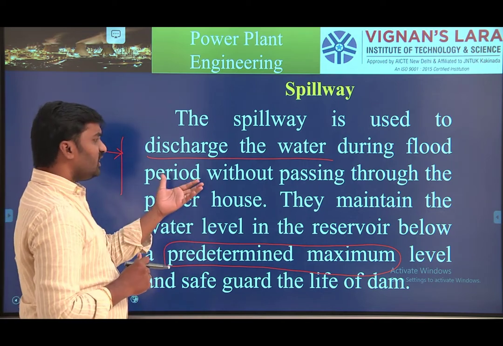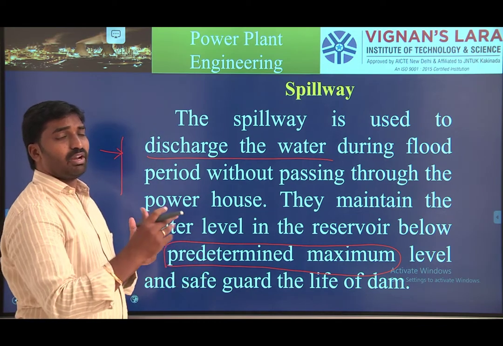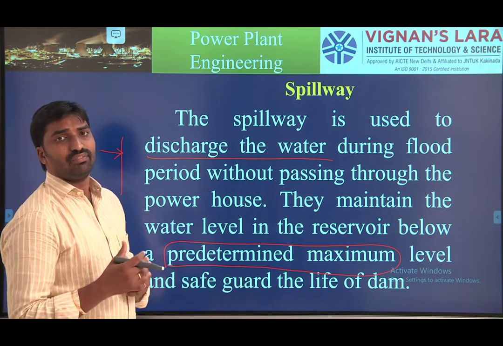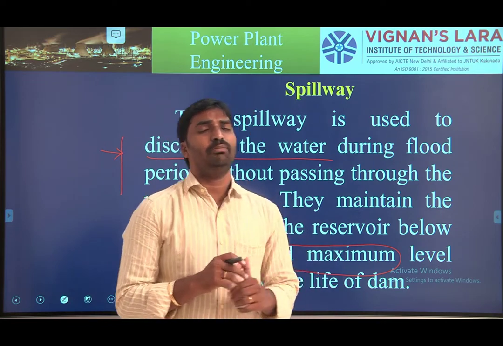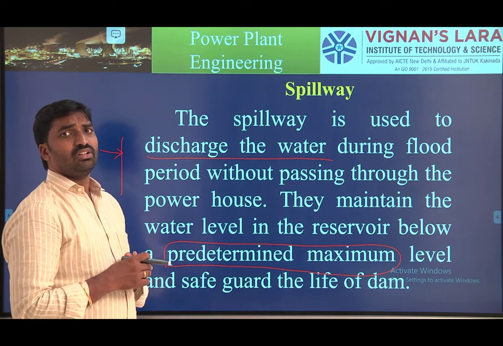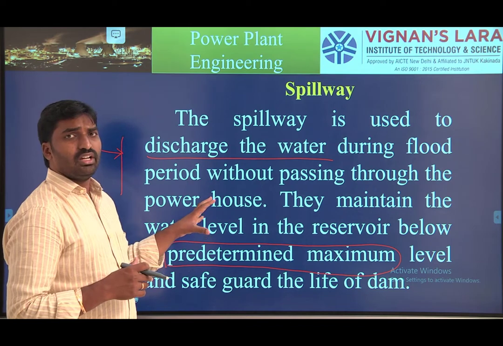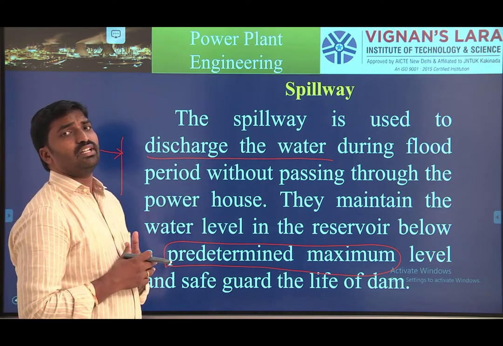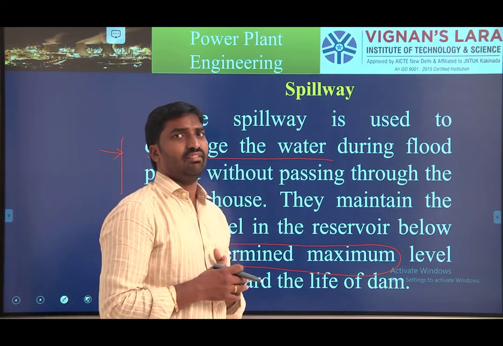The spillway is used to maintain the maximum level at a predetermined value. It acts like a safeguard and increases the life of the dam. These are the functions of a spillway: maintaining the required level of water in the reservoir. Otherwise, it damages the dam construction and reduces the life of the dam. So what are the different types of spillways available?